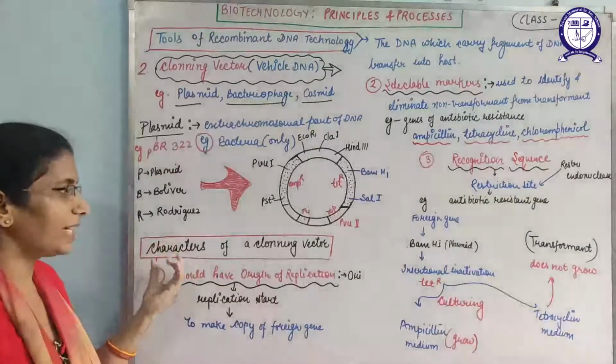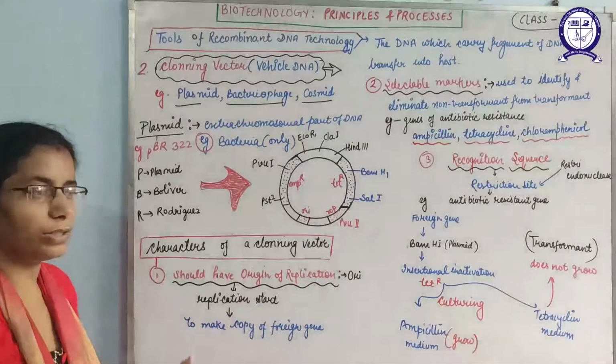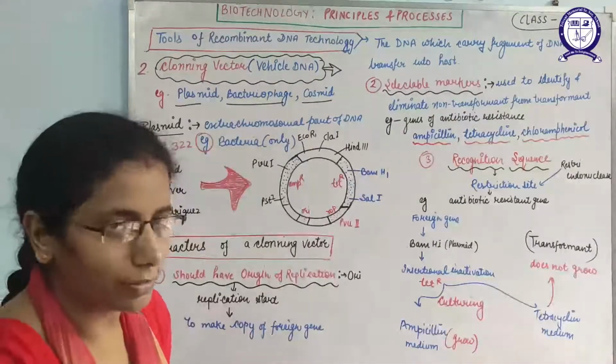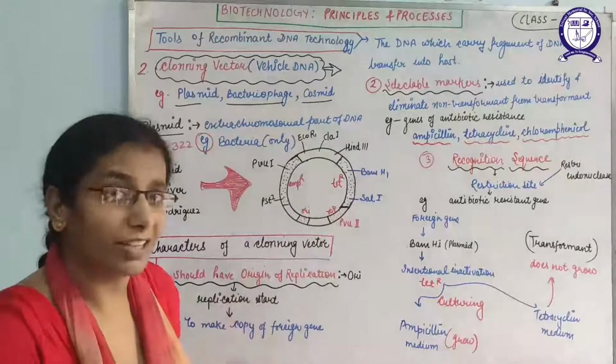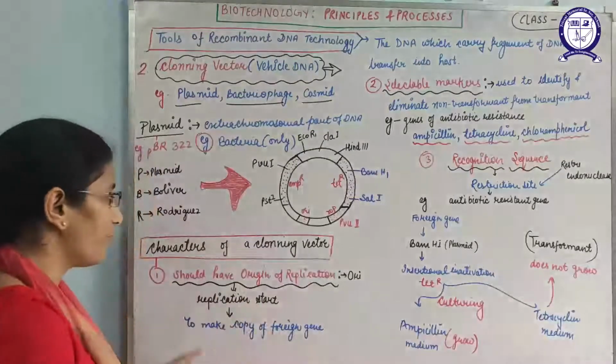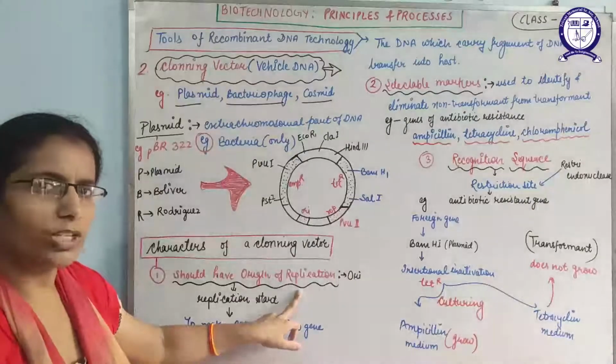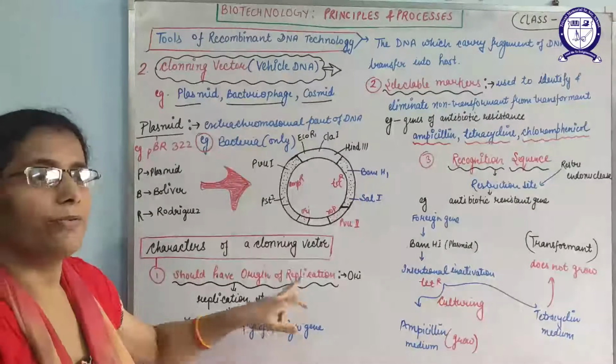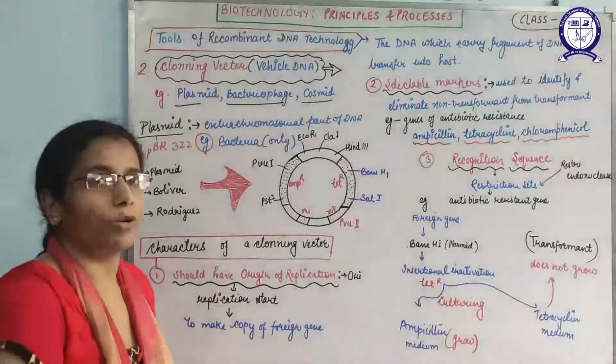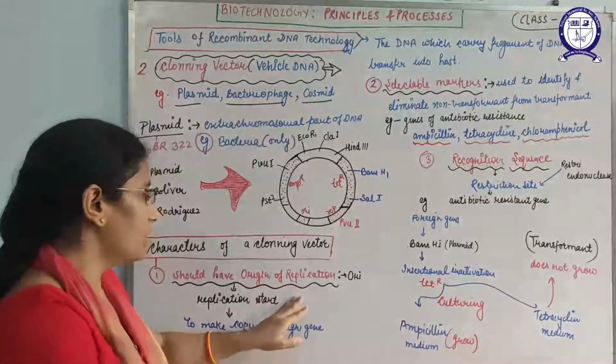So what are the characters of a cloning vector? That means, whom will we call a cloning vector? That means it has some special characters. These characters are: first, it should have an origin of replication, ORI, from where replication or multiplication of the DNA will start.